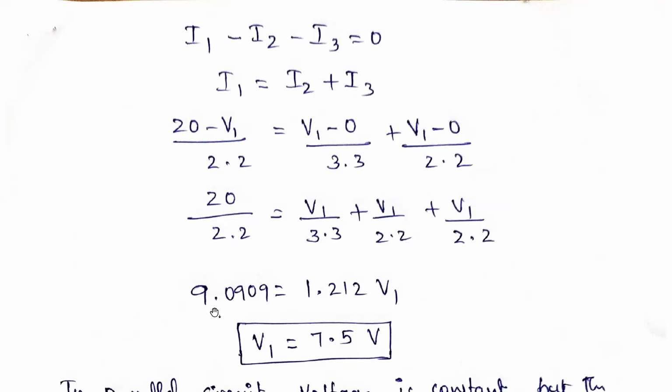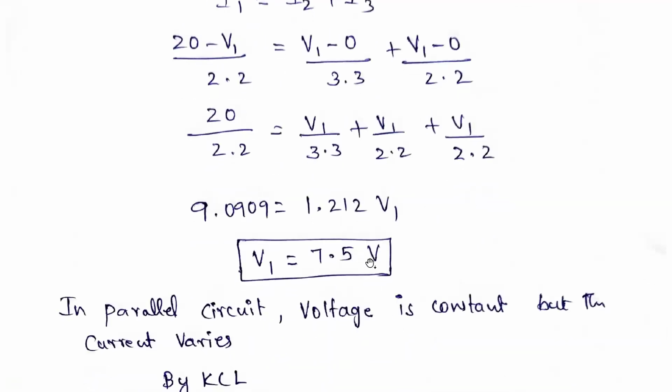Here, simplifying, it is 9.0909. Here also the 2.2 kilo ohm is there, a common kilo ohm, in 3.3, 2.2, 2.2. If you take the common kilo ohm outside, the kilo ohm gets cancelled. Otherwise, if you consider kilo ohm and calculate, you will get the same answer. V1 is equal to 7.5.